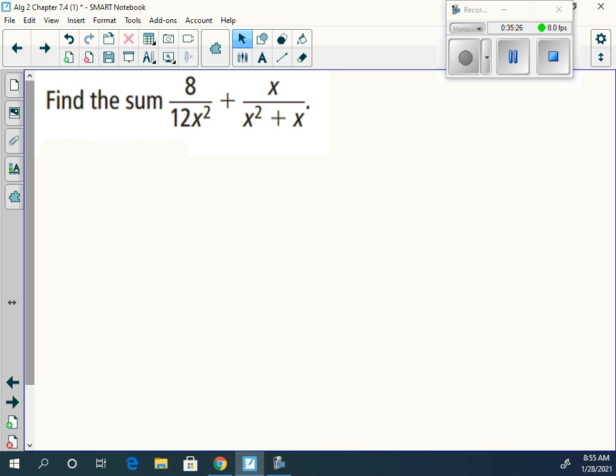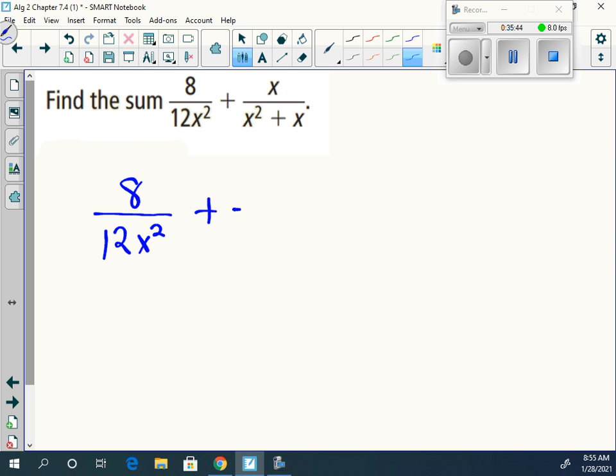So the main goal here is first to get the denominators to be the same, add or subtract, factor, find any like terms, and cancel those out. So we look at this next one. We have 8 over 12x squared plus x over x squared plus x.